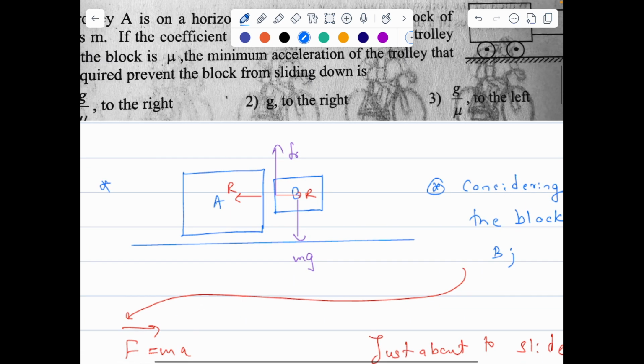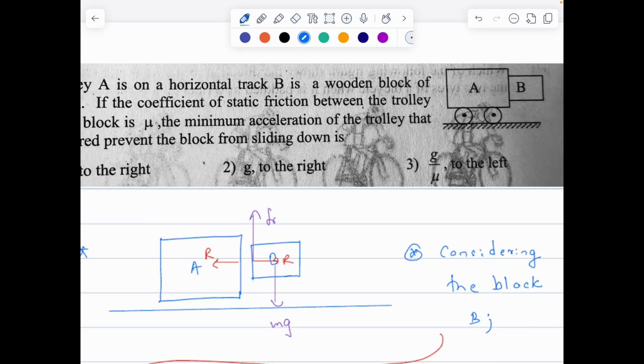So if you can see here, as the trolley A moves forward, B is pushing back on A. When B pushes back on A, A pushes on B forward. So you can see these forces that they exert upon each other can be marked as reaction forces. So R and R, right? Now just think, how is B going to be in vertical equilibrium? For B to be in vertical equilibrium, the frictional force that acts upwards has to be equal to what? The weight downwards. Otherwise there won't be vertical equilibrium, right?